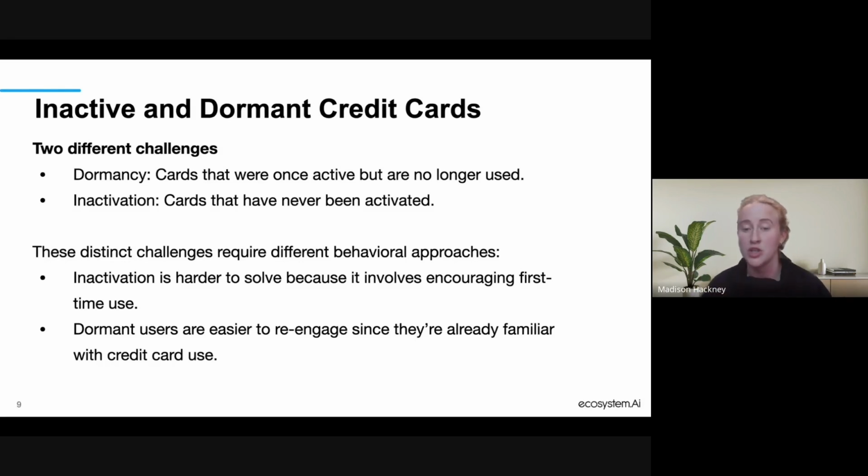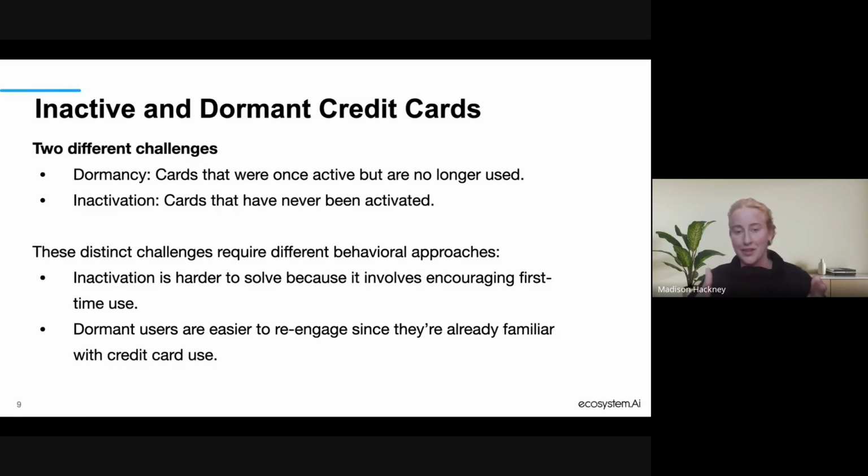In the case of a dormant user, they're easier to re-engage because they have already activated the card. They've gone through the inconvenience of it all. They are familiar with the process. They know how to tap their card. They just need that re-engagement that excites and creates a sense of novelty within the product. So these are the two different challenges and why they require two different approaches.